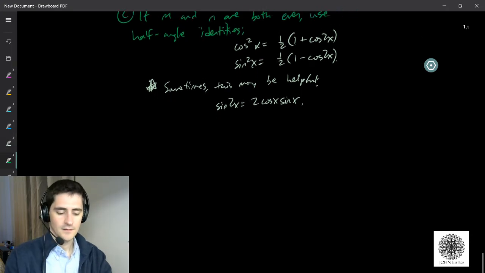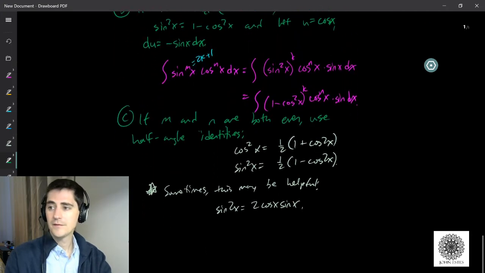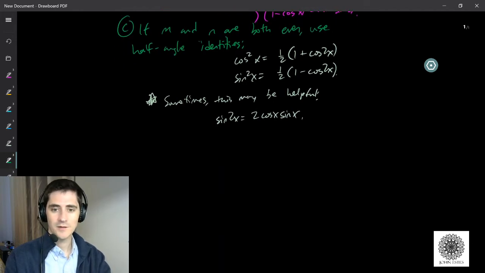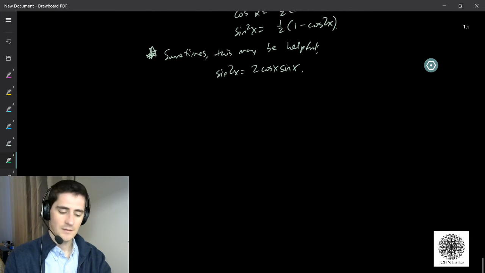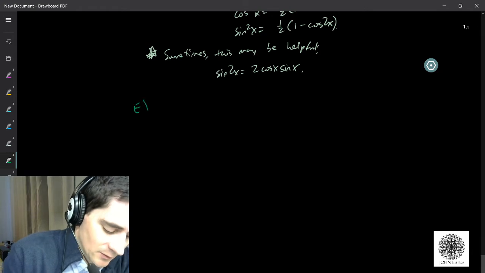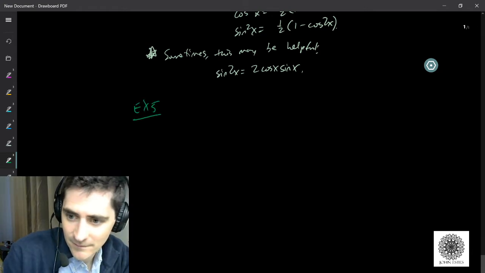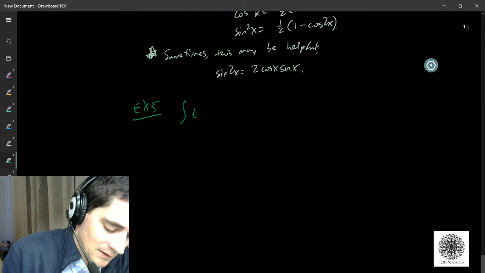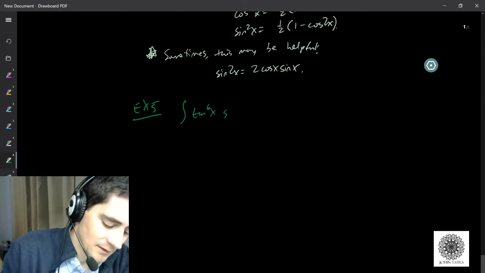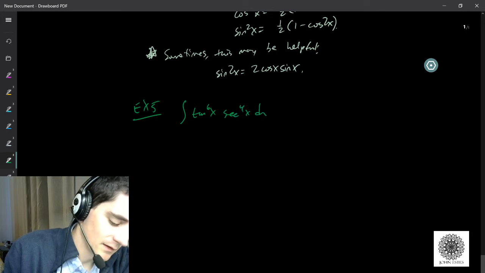All right, everything we've done so far is sine and cosine. What about other stuff? What else could you do? Let me show you the strategy still works for tangent and secant. Let's just look at it. This is example 5 in your textbook, and we have tangent to the 6th power of x, secant to the 4th power of x dx.